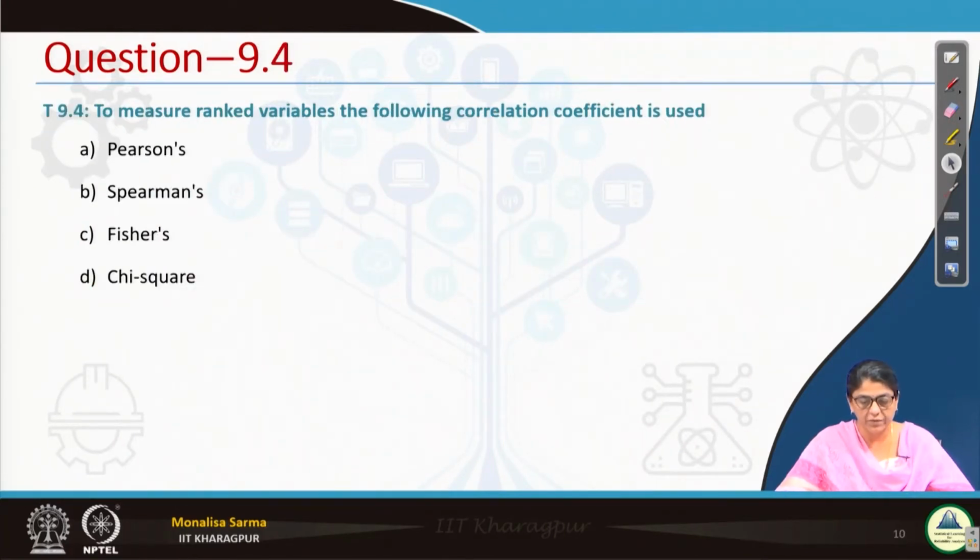To measure rank variables, which correlation coefficient is used? When we have to find a correlation between the rank variables, so which one? Rank variable is ordinal data, right? Ordinal data is Spearman.